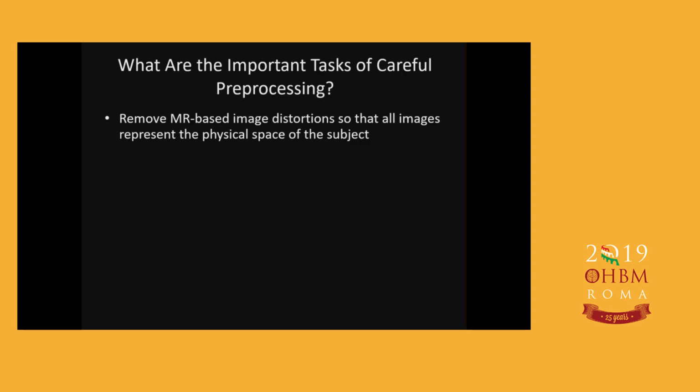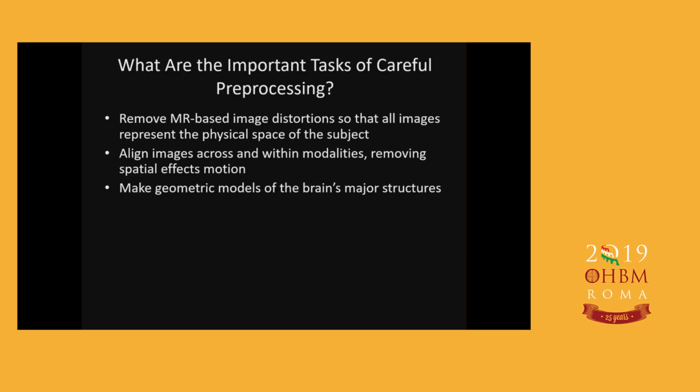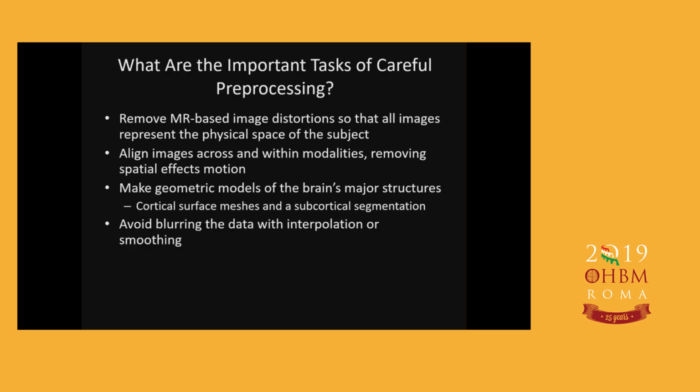So what do we want to do with pre-processing? We want to remove MRI-based image distortion so that all of the images represent the subject's physical space. We want to get images lined up across modalities and within modalities to get rid of the effects of motion. We want to make geometric models of the brain's major structures, things like cortical surface meshes and subcortical segmentations. And when we do this pre-processing, we want to avoid blurring the data. So not using interpolation methods like trilinear, but if possible, things like spline that are much sharper. And then we don't want to be overtly smoothing the data either.